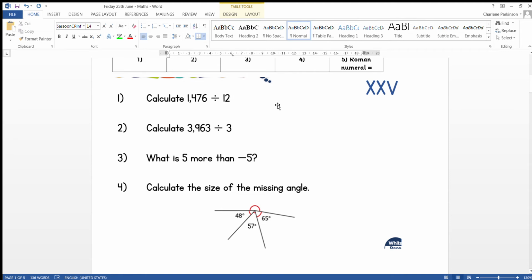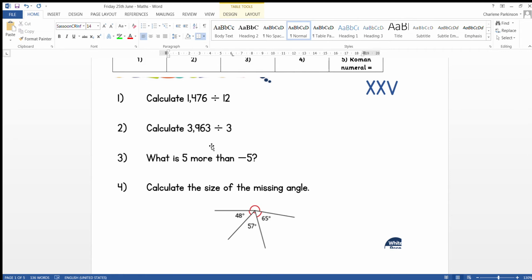short division. You'll probably be able to do it with short division because it is your 12s and you should know your 12 times tables. Number 2, you should be able to do mentally because all those digits are multiples of 3. So what's 9 divided by 3, 6 divided by 3, and 3 divided by 3? Number 3, what is 5 more than minus 5? Start at minus 5 and add on 5.